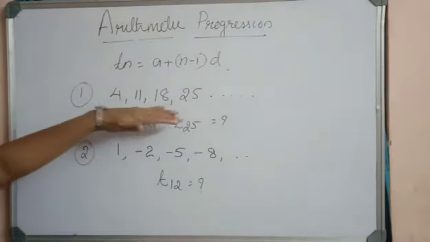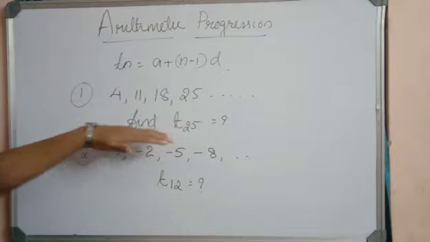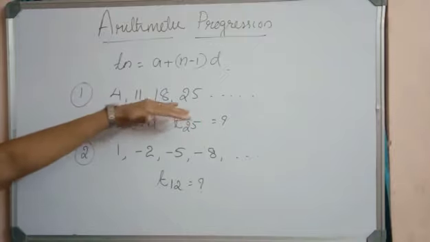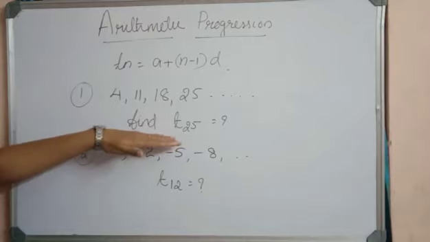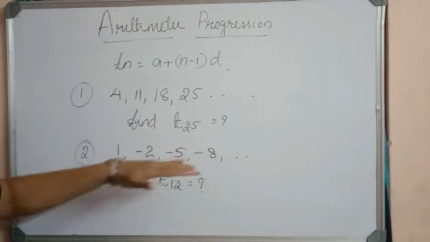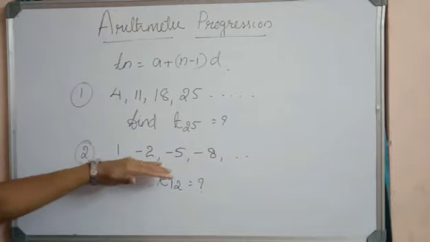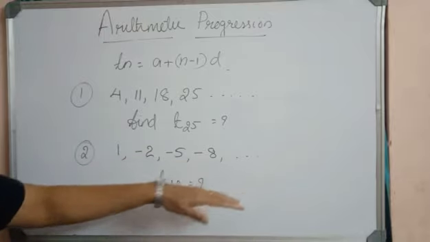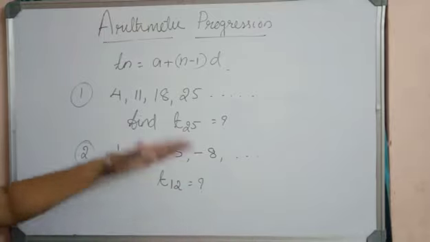Now, you have to solve these questions and find the answer. The first one is 4, 11, 18, 25, etc., is an arithmetic progression. Find the 25th term. In the second one, 1, minus 2, minus 5, minus 8, etc., you have to find the 12th term of the AP.